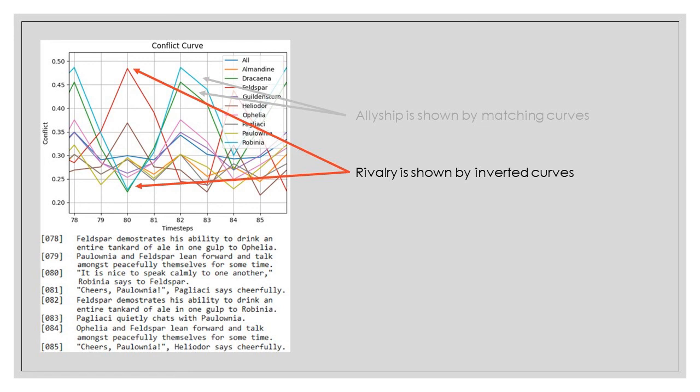At the same time, the allied characters often have curves that match each other, since in this case, neither character is aiming to cause any conflict to the other character. These inversions and mirroring can be analyzed at different points in the narrative simulation to understand the varying rivalries and friendships that are occurring.